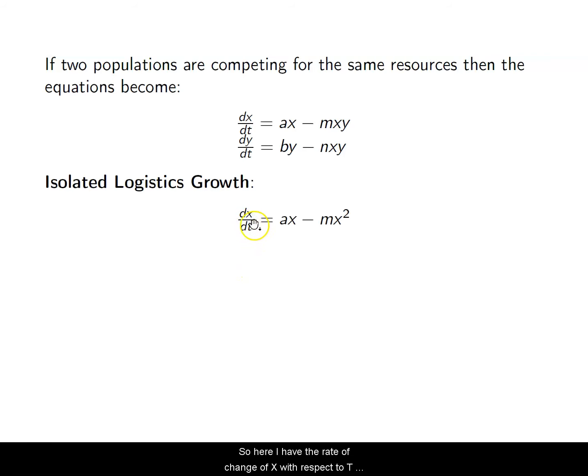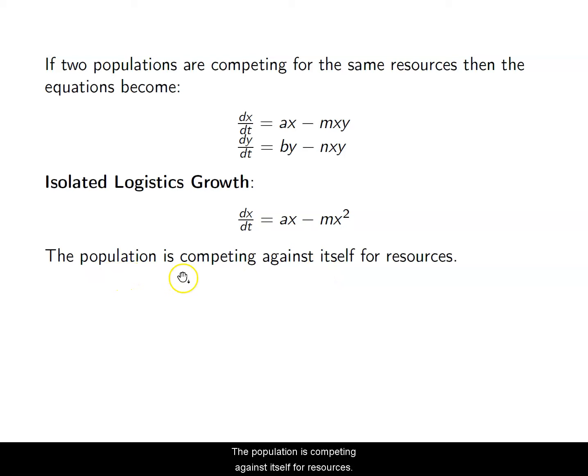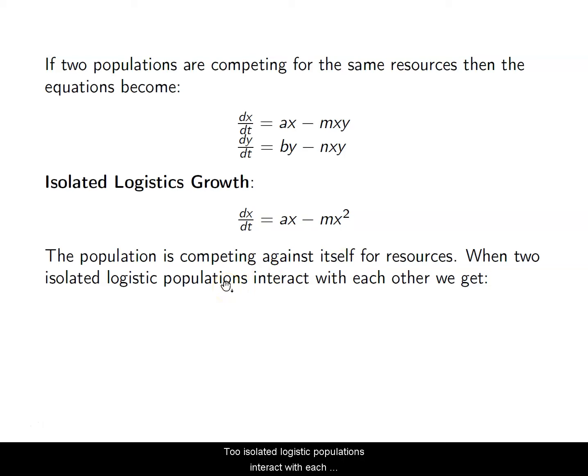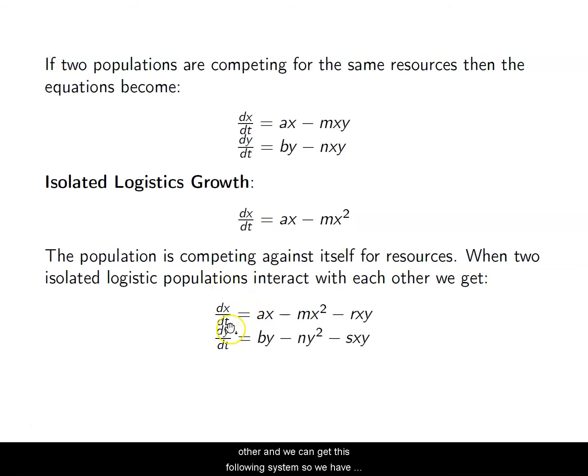So here I have the rate of change of x with respect to t is ax minus mx squared. So this is very similar here, except you're kind of looking at the number of interactions with itself, right? So a population is competing against itself for resources. When two isolated logistic populations interact with each other, then we get this following system. So we have the logistic growth of one where it's competing against itself. This one is competing against itself as well, but they are also competing against each other, so you have this secondary term being subtracted from the rate of change.